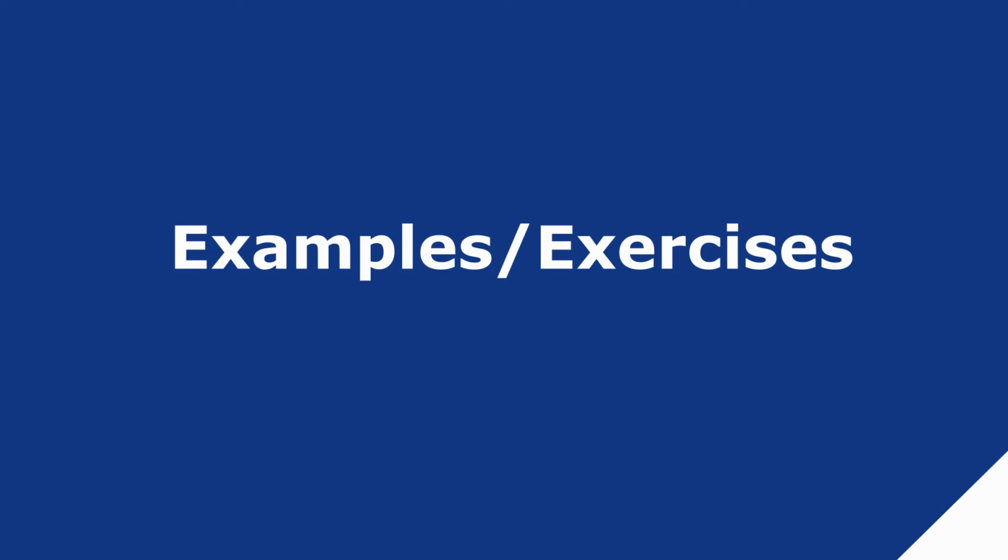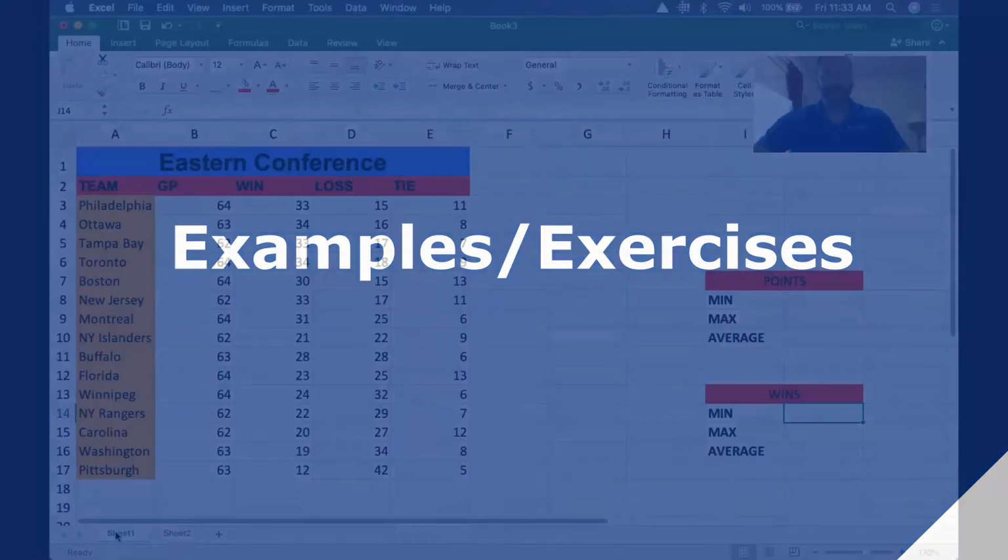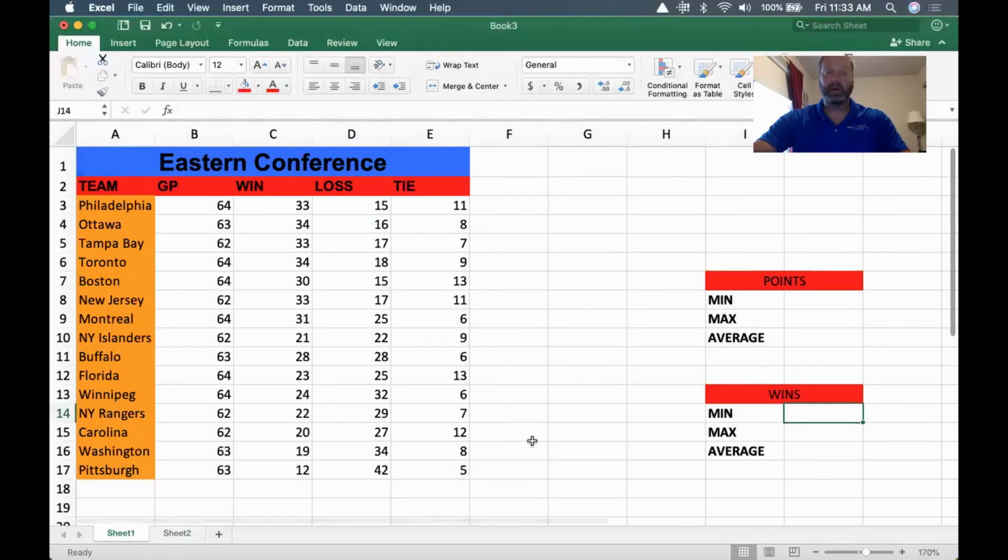All right, so I'm going to flip us back over to sheet 1. And here is now a real world practical type of approach. I've taken a chunk out of a stat piece that I made before for a class. And what we have here, of course, is the Eastern Conference hockey teams from several years back. And they've played a certain amount of games at this point. And here's their wins, here's their losses, and here's their ties.